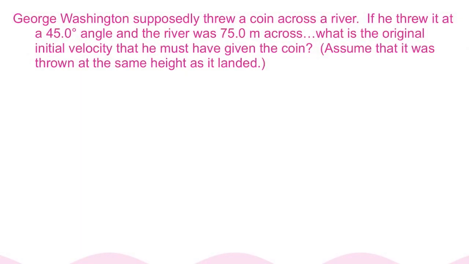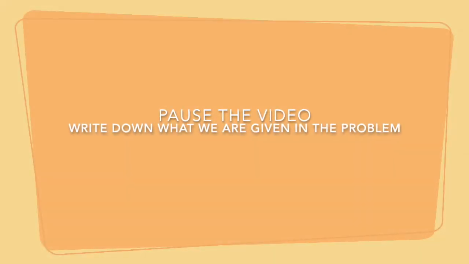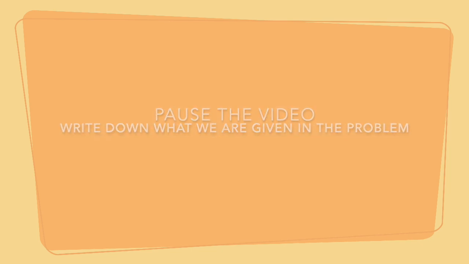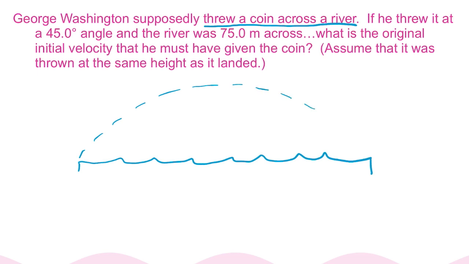So let's start by reading our problem and writing down our knowns. We've worked a few of these together now, so I'd like you to pause and see if you can write down the givens from this problem. I'm going to start by sketching the problem because sometimes that helps us to see some of the givens that may be kind of implied.